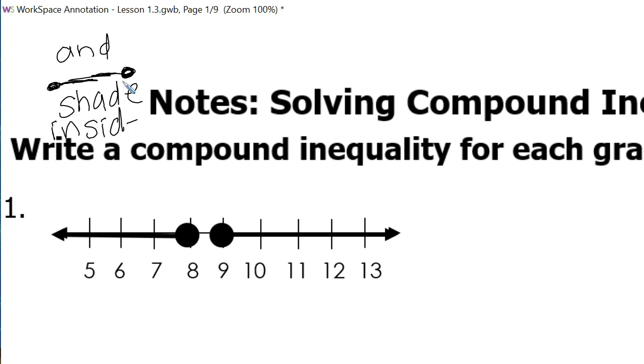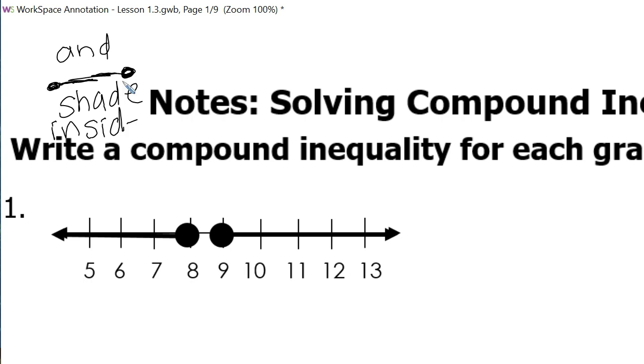And you should have a little bit of room in that top margin at the top of your paper where you can write this in like I am. So the first one is an AND inequality. So AND inequalities we shade inside of those endpoints.